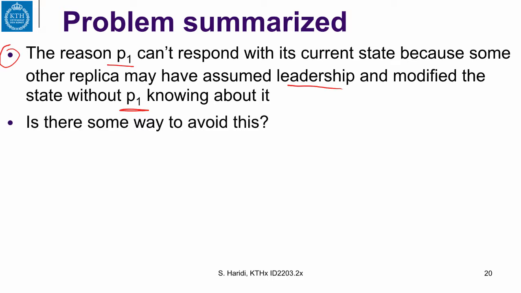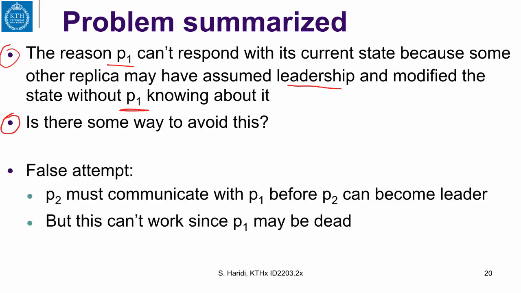The question is, is there some way to avoid this? One possible approach is to let P2 communicate with P1 before P2 can become a leader. But this will not work. The reason for that is P2 cannot communicate with P1, first of all because of the network partition, or because P1 might be dead. So this is not solvable. This is not a problem that we can solve this way.